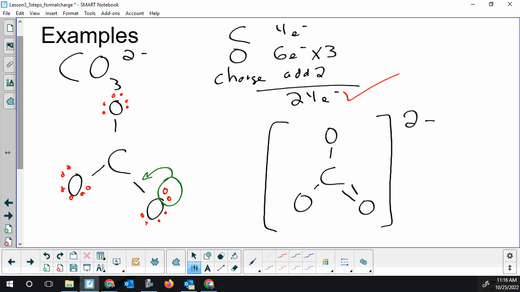Okay. And I guess I've got the time. I'll throw in the lone pairs just in little dots. Carbon has none in the middle. And that is the 5 steps done. I didn't label them.